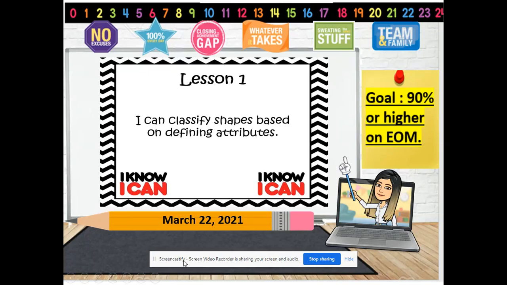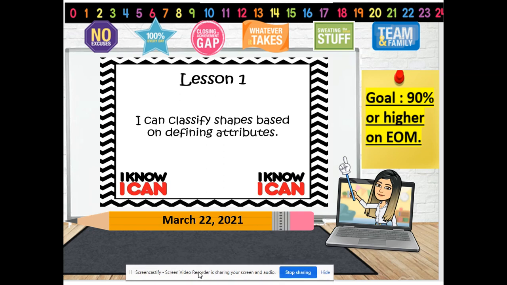I hope you guys are relaxed and you're ready for this last 10 weeks that we have left, and we are going to finish strong. Today, we're going to be doing lesson one. We're March the 22nd, 2021, and our goal is to get a 90 or higher on every end of module. Our objective for today says, I can classify shapes based on defining attributes.